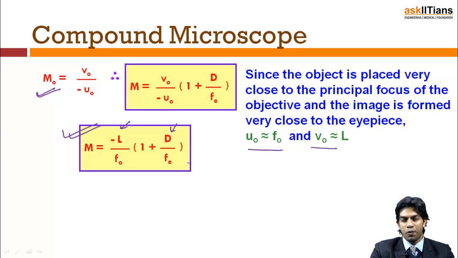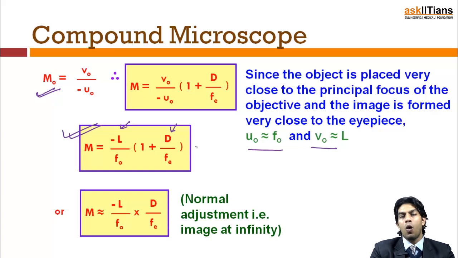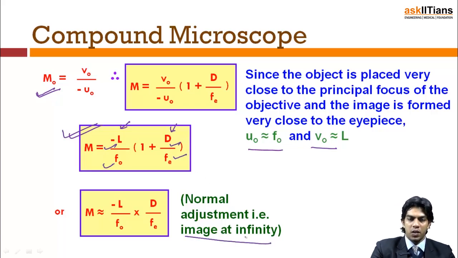There are no parameters which we find quite difficult to find out: focal length of the eyepiece, focal length of the objective lens, distance between the two lenses, the least distance of distinct vision. These are easily procurable. So that's why we always try to express whatever physical quantity we want to study in terms of measurable quantities. So for normal adjustment, that is, image at infinity, this condition will come out to be this, almost equal, again meaning approximations are in place.